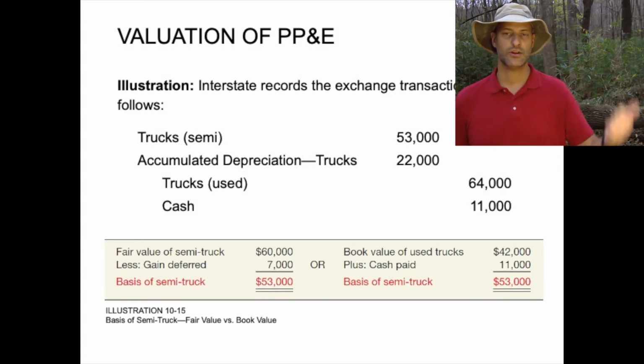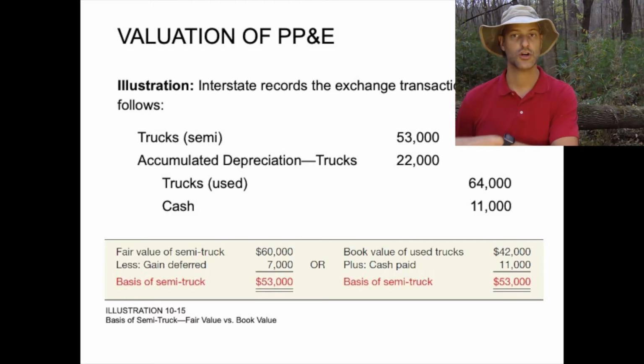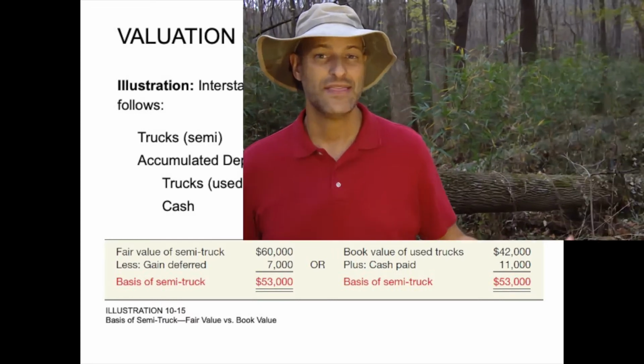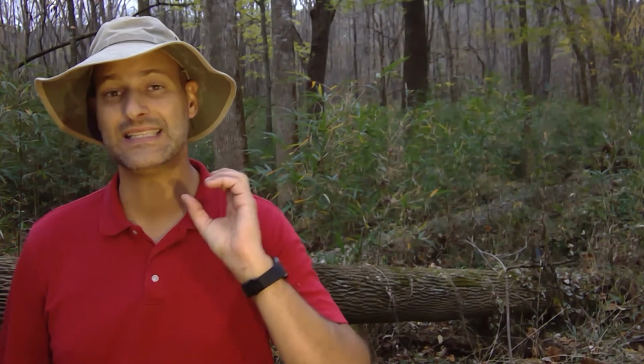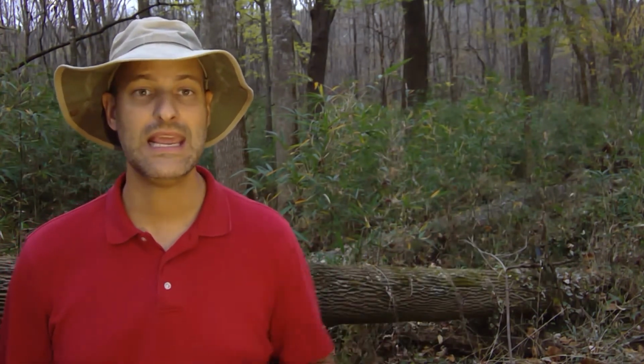We still have to get rid of the old accumulated depreciation on the trucks. We have to take the old trucks off our books, which is a credit for $64,000, and cash still went out the door for $11,000. So that is how we record this transaction. It's the same, except there is no gain recognized, and we reduce the value of the semi-trucks coming in by the $7,000 that had been our previous gain. So we are deferring that gain.